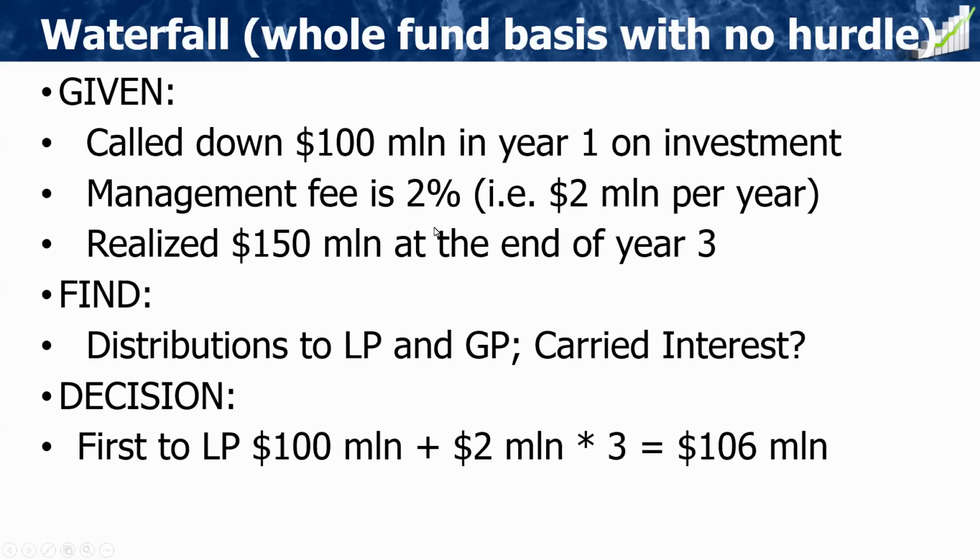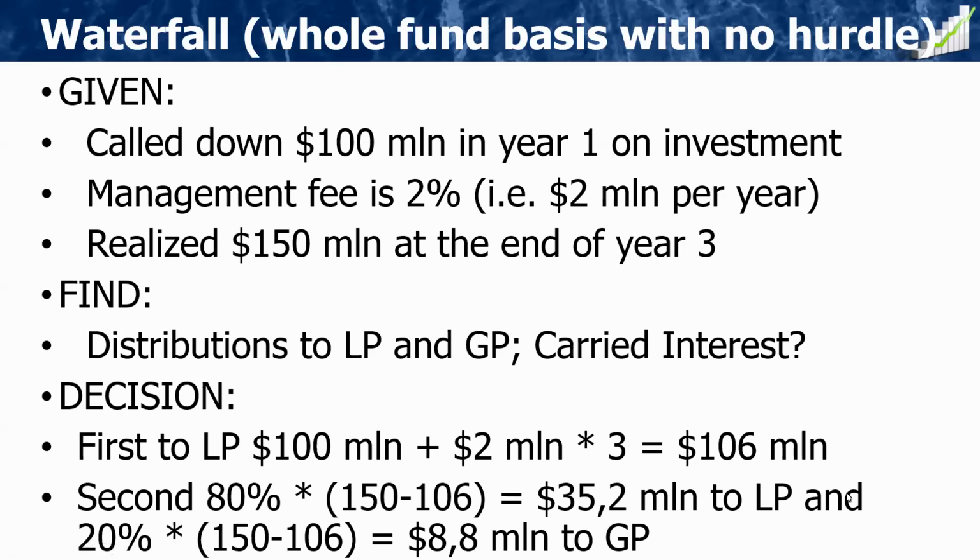Okay, if we have to return back all the costs, we should return first the investments, which is 100 million, and all the management fee for 3 years, which is 2 multiplied by 3, which is 6. So 106 million US dollars should go to investors first.